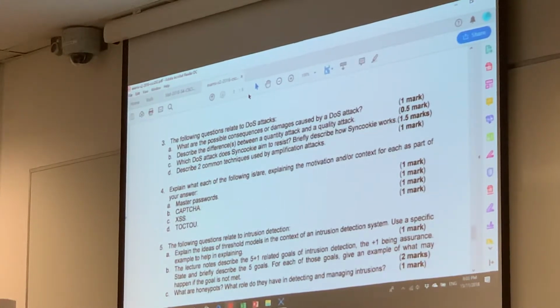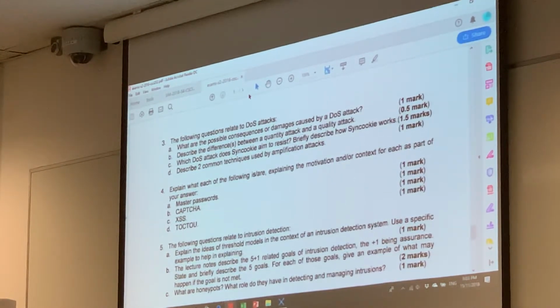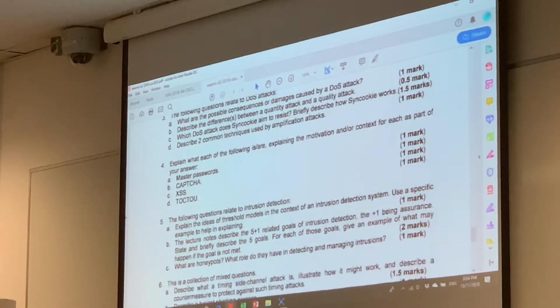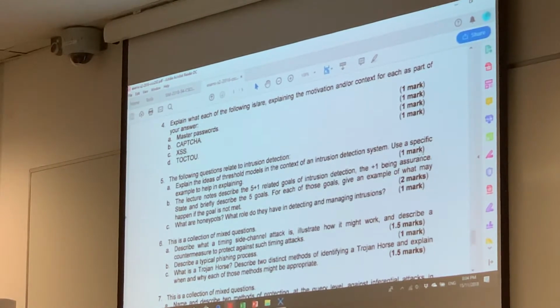Okay, this one yesterday we saw the packet. Master password capture. Cross-site. Time of check, time of use. Race condition attack, usually in threading and shared resources. Intrusion detection: this one should be able to identify your threshold model. I don't know, 5 plus 1 of intrusion detection, and the plus 1 should be assurance. I do not know what that is. I just want to see Honeypot.